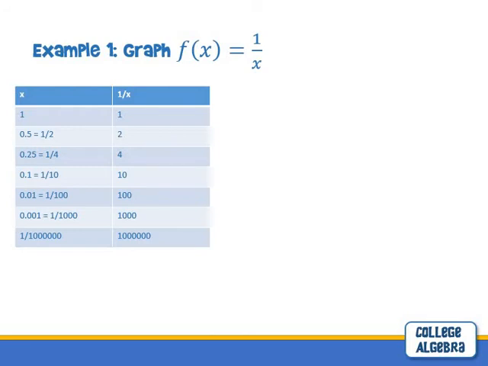So as x goes to 0 from the positive side, we're going off toward infinity. And the function's undefined at 0. The domain of 1 over x is all real numbers except 0 because we can't divide by 0. But I like to say the graph blows up at 0.